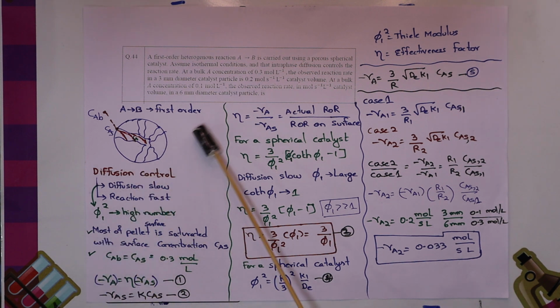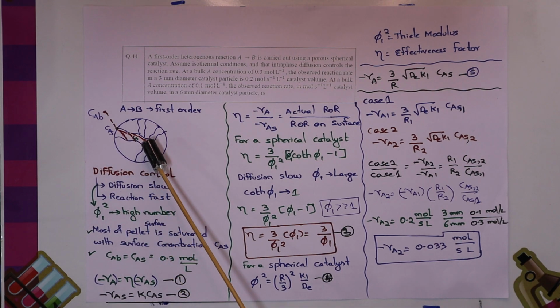So, given it is a first order reaction, diffusion controls means the Thiele modulus of order 1, that is phi 1 square. Phi 1 is representing the Thiele modulus of order 1. The phi 1 square is called the Thiele modulus. The Thiele modulus is a high number. If the Thiele modulus is high, that means the diffusion controls the process.